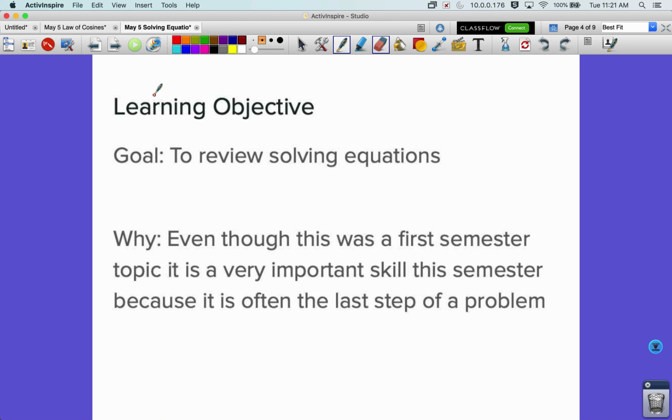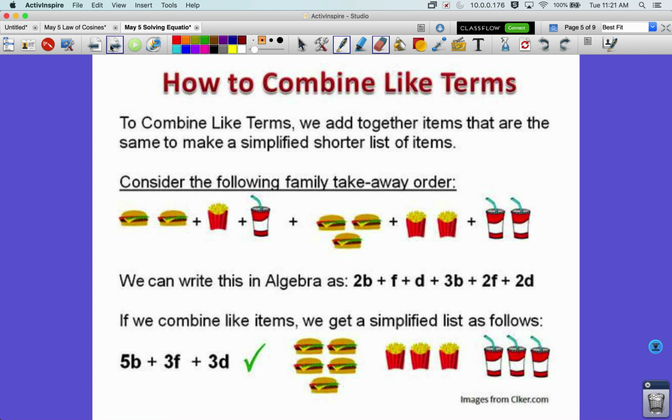Why we're doing this, even though this was a first semester topic, it's a very important skill this semester because it's often the last step of a problem. We can't solve systems of equations if we can't solve regular equations. All right.